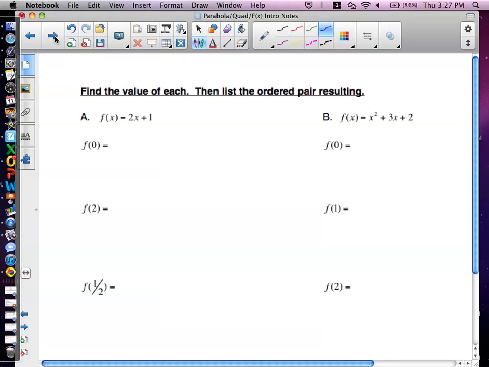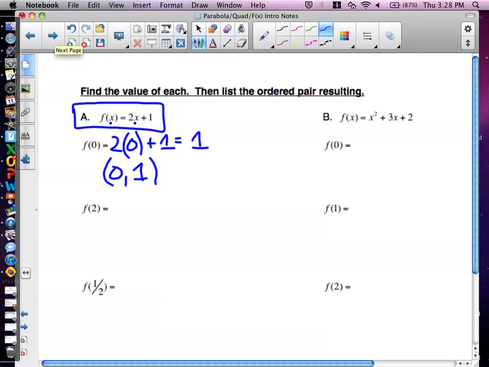Using the notation in a function equation, I'll just go through function A on the video. f of x equals 2x plus 1. The notation tells you that in the equation given, the variable will be x. So to evaluate this equation for f of 0, everywhere the variable appears, I substitute in 0. And here I end up with 2 times 0, which is 0, plus 1. So the value is 1. And the ordered pair associated with this function at 0 would be the ordered pair 0, 1.